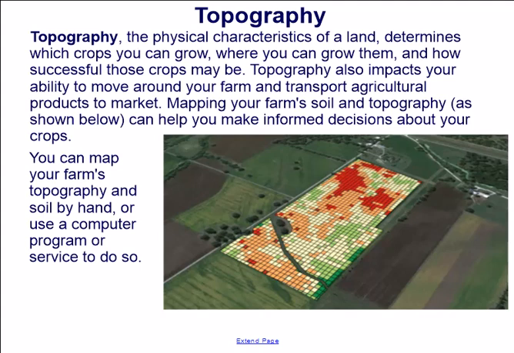Topography. The physical characteristics of the land determine which crops you can grow, where you can grow them, and how successful those crops may be. Topography also impacts your ability to move around your farm and transport agricultural products to market. Mapping your farm's soil and topography, as shown below, can help you make informed decisions about your crops. You can map your farm's topography and soil by hand or use a computer program or service to do so.